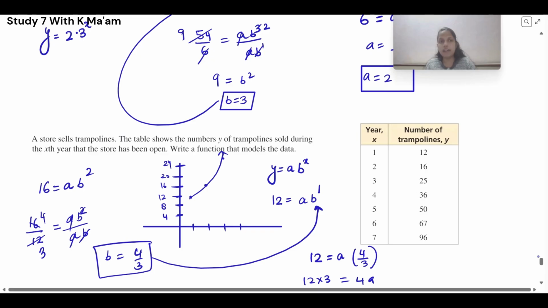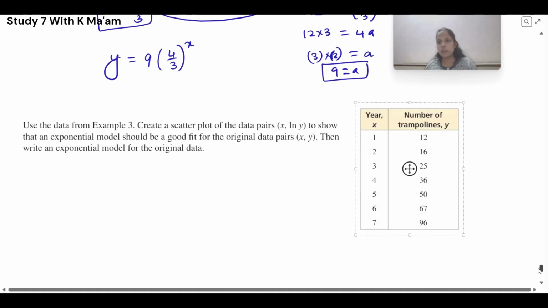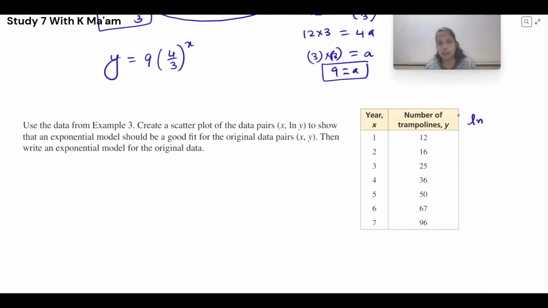Let's write the values. What are the values we have? We will convert these values into log y, not y. They want the natural log of y. So let's calculate its value.